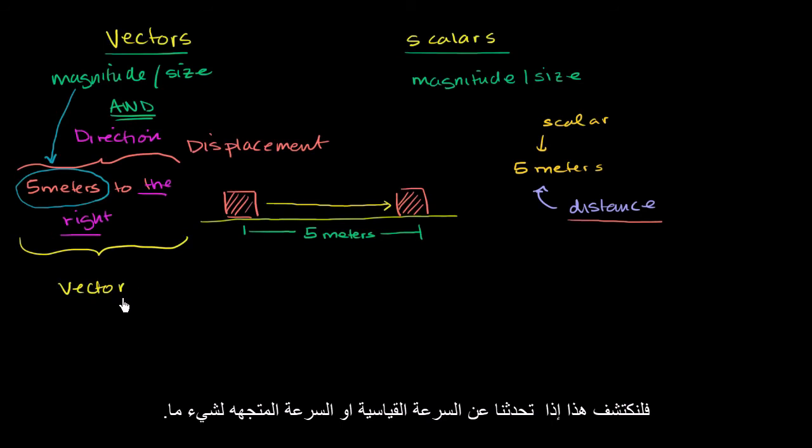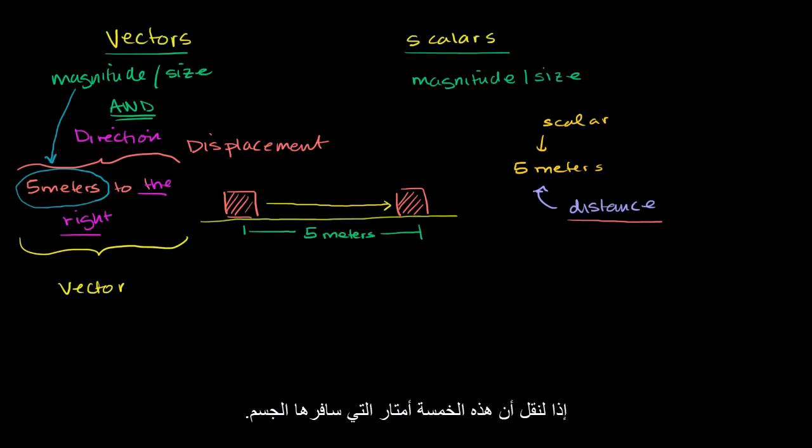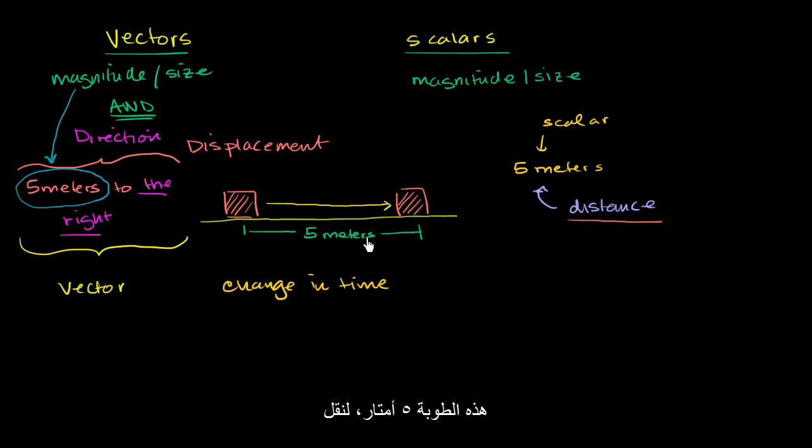Now let's explore this. We'll talk about the speed or velocity of something. Let's say this 5 meters was traveled, and let me just explain the change in time, because you're probably not familiar with what that means. So the change in time, when I moved this block 5 meters, let's say was 2 seconds.